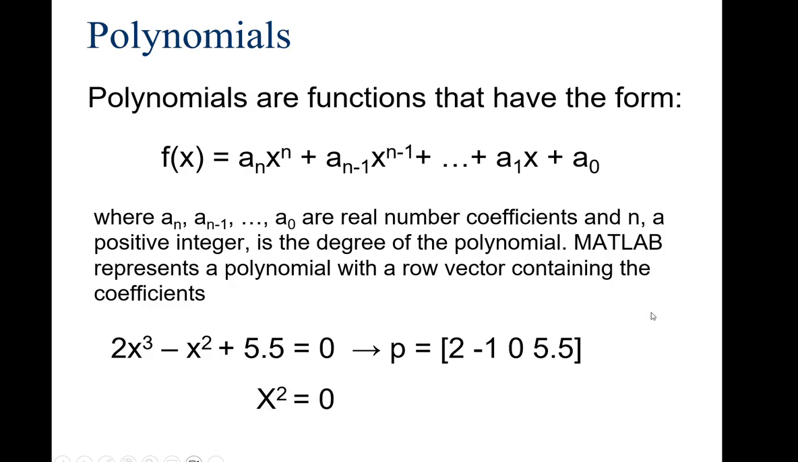X squared, in and of itself, is a polynomial, even though it only has a single element. So because our highest order in this element is 2, we also need the coefficients for every lower power, which in this case would be 0 and 0. So our polynomial would look something like this: 1 for the x squared, 0 for the x, and 0 for the x to the power of 0.